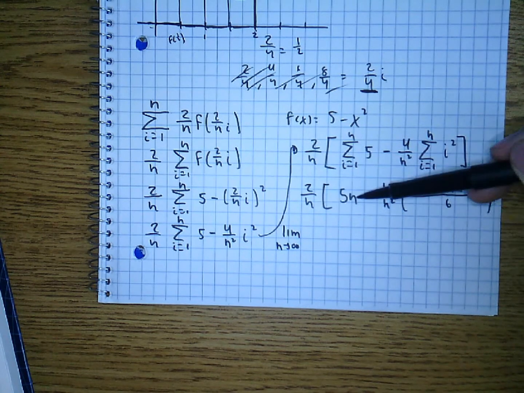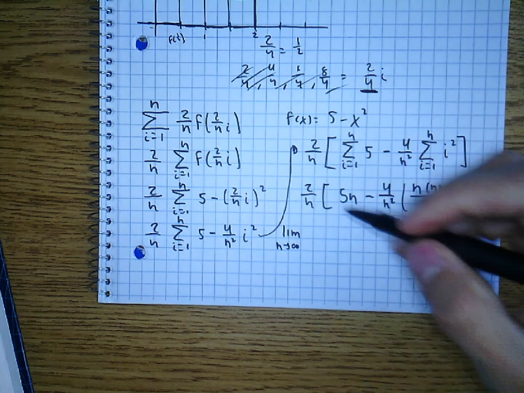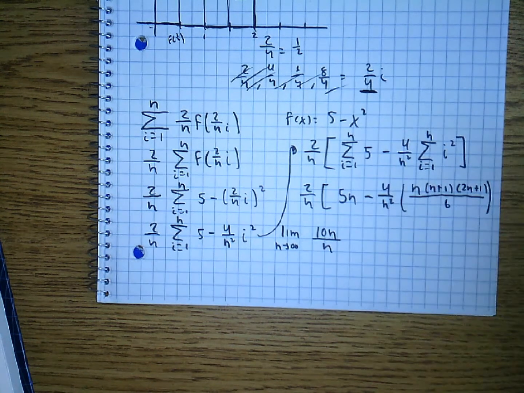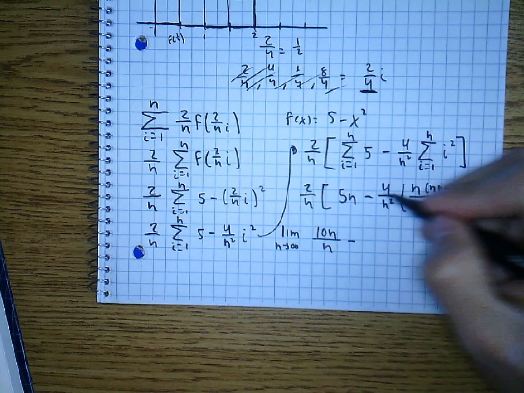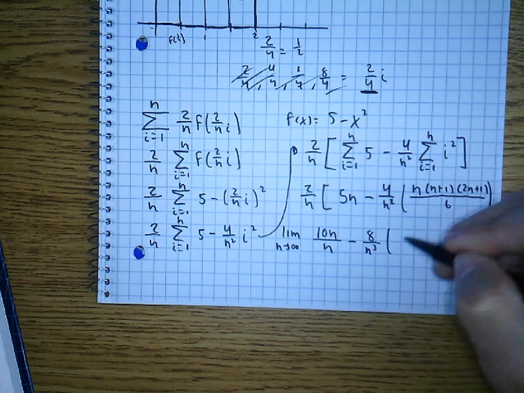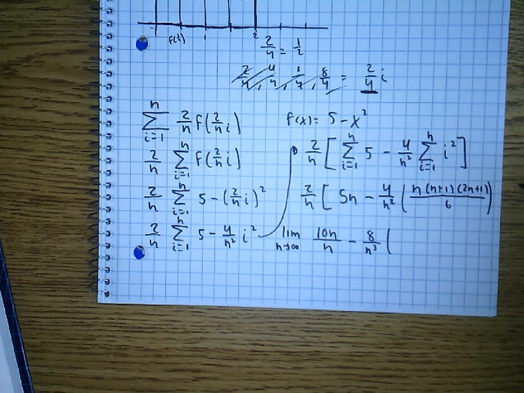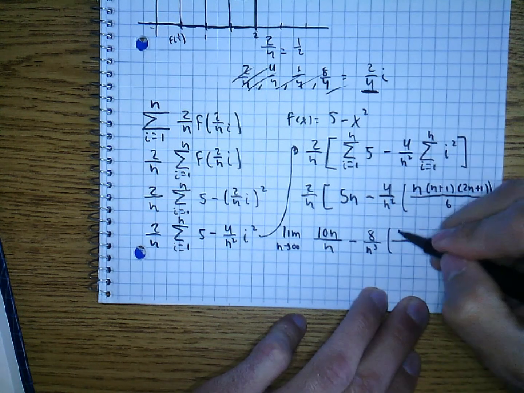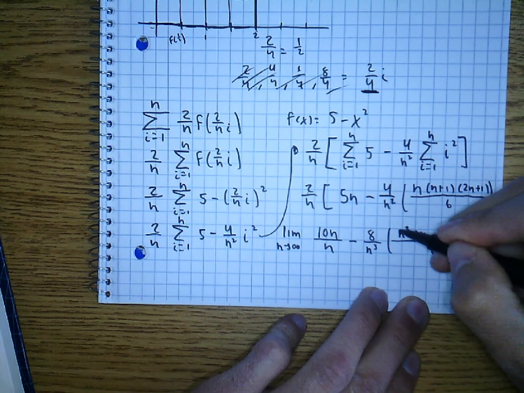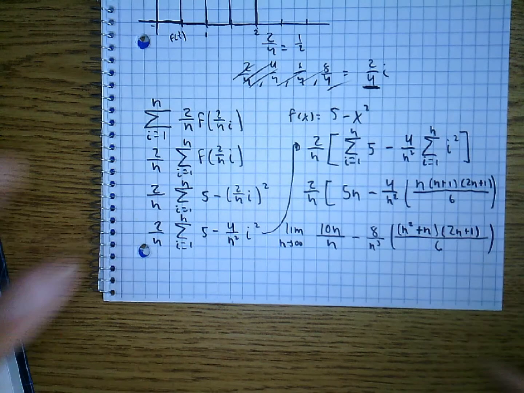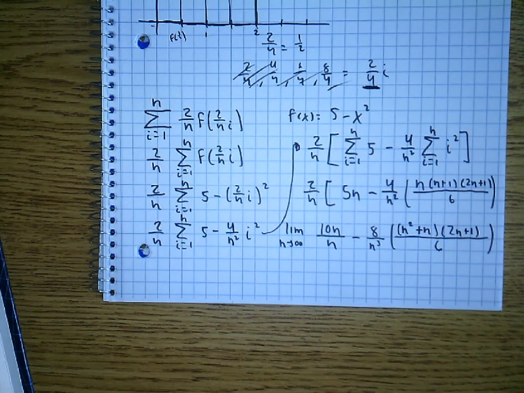So if I do 2/n times 5n, that's going to give me 10n divided by n. Cool. And if I multiply this by that one, it's going to give me minus 8/n cubed, and then I'm going to multiply this out here and see what happens. So no matter what, I have a 6 here. So this gives me what? n squared plus n multiplied by 2n plus 1. So in other words, I've got a little bit of algebra to do before I can actually take the limit. I do recommend that you do the algebra first, personally.